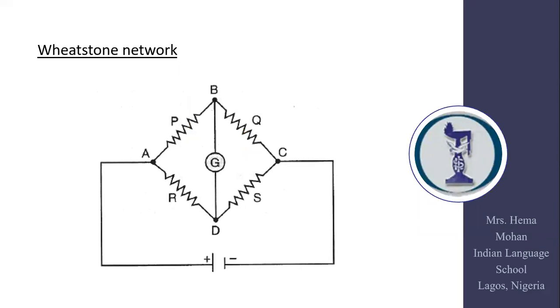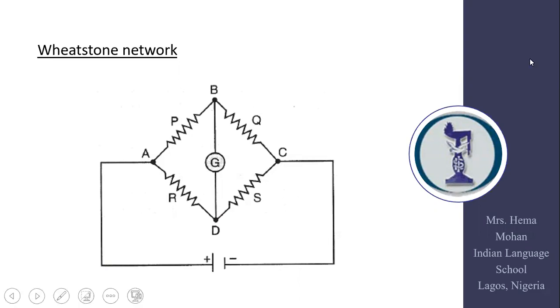So the network looks similar to what it is on your screens now. It consists of 4 resistors, P, Q, R, and S, connected in the shape of a diamond with a galvanometer connecting the points B and D. The source of potential difference is going to be a DC source connected across the ends A and C, as you see on your screens.